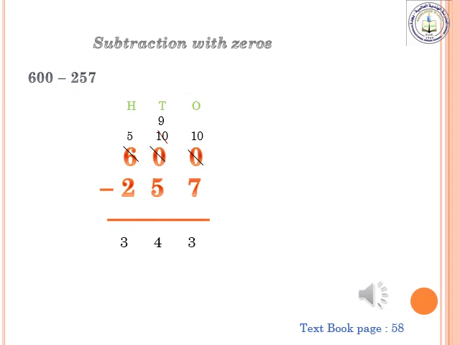10's place 9 minus 5. Keep 5 in your fingers and count backward of 9. You will get 4. Hundreds place 5 minus 2. Keep 2 in your fingers and count backward of 5. You will get 3. Answer is 343.